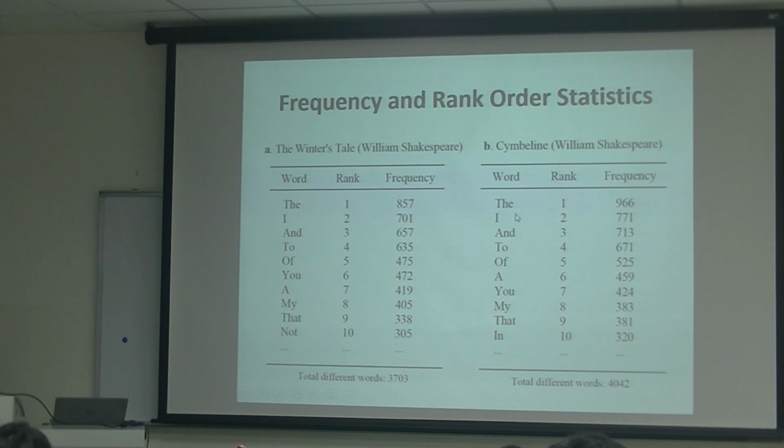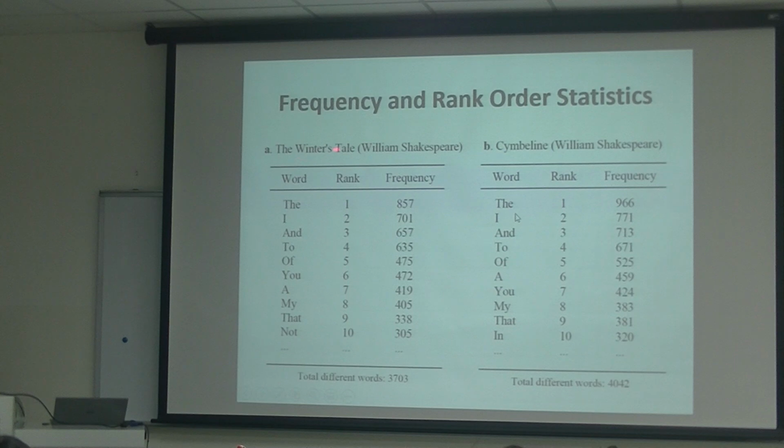First, you can calculate the number of words in this play. For example, you can count the word "the" in the play Winter's Tale. There are 857 occurrences of "the" in this play. Likewise, you can count the word "the" in the play Cymbeline, and there are 966 occurrences. You can apply this calculation to all words that appear in the play.